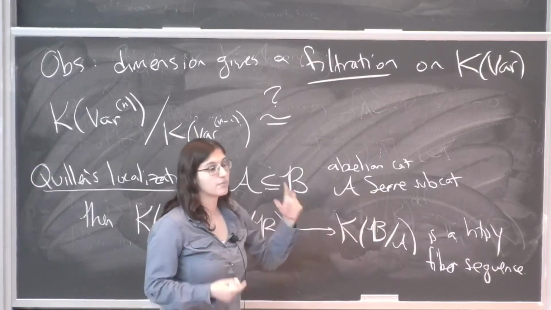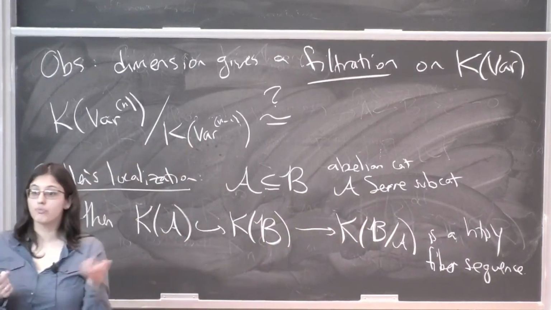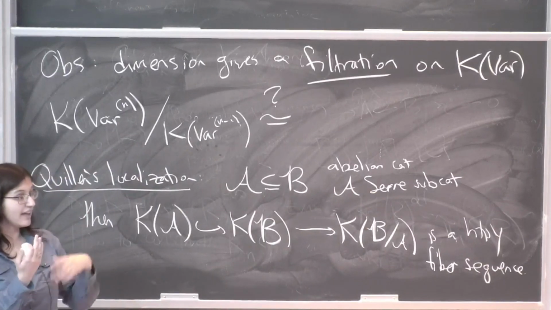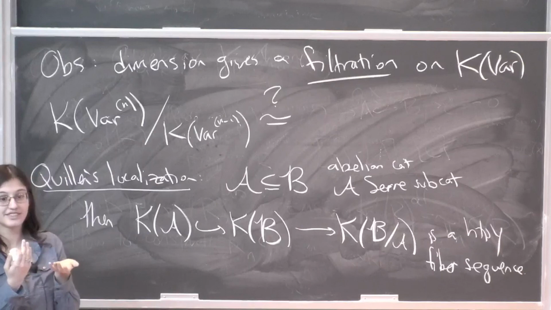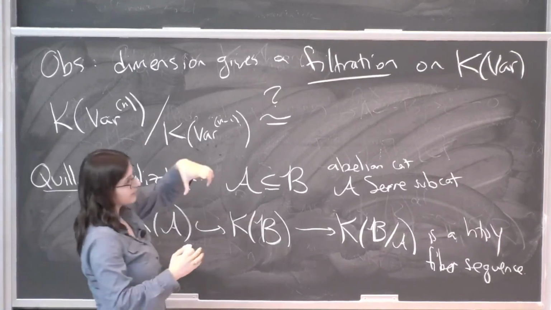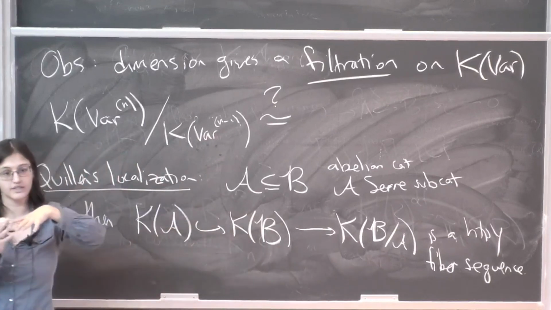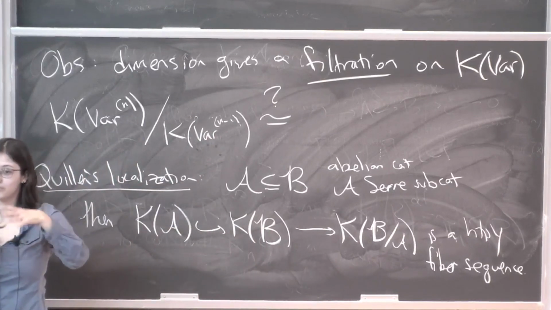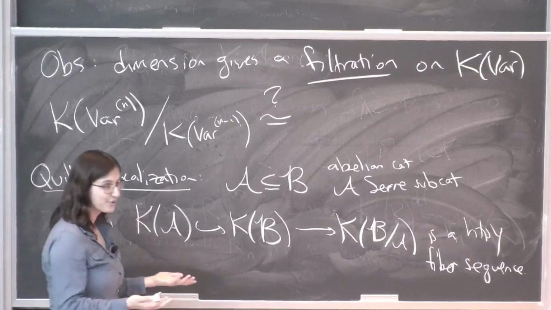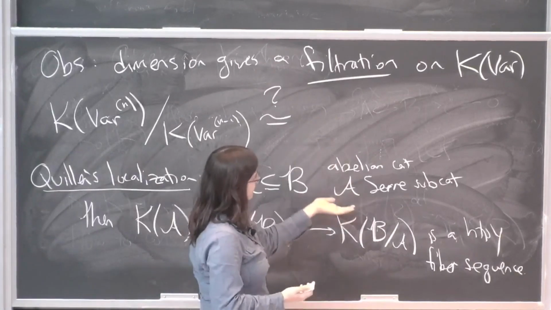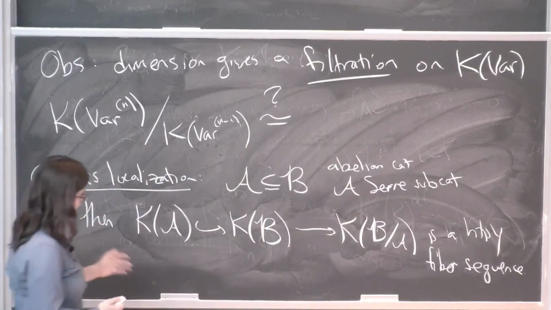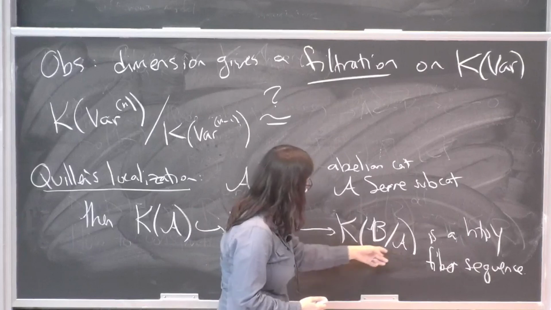Serre subcategory pretty much means closed under precomposition. So if you have a variety that's dimension at most n-1, any subvariety of it is of dimension at most n-1. And you also need that if you glue together two varieties of dimension at most n-1, your result is a variety of dimension at most n-1, which is also true. So this is what it means to be a Serre subcategory in this context. And so now the question becomes, what is this?